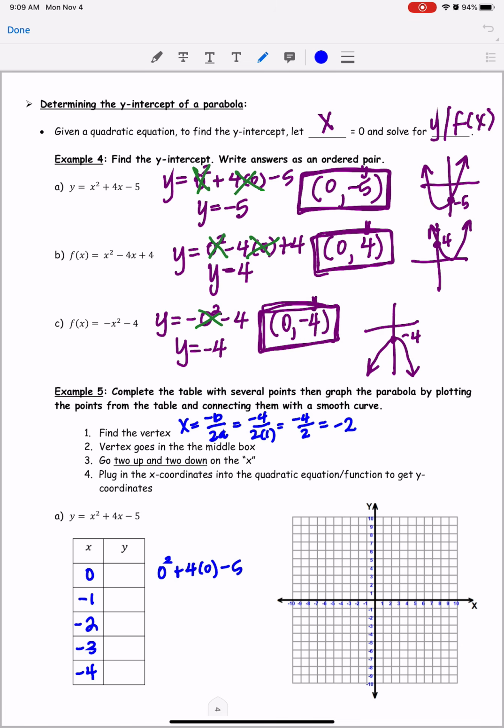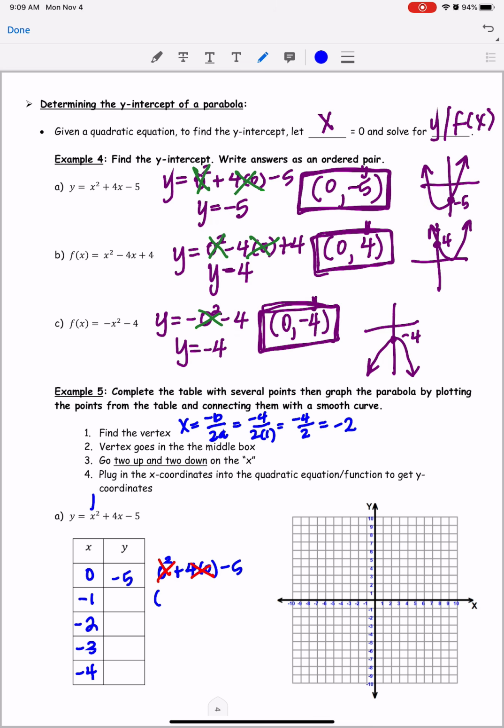Well, just like before, 0 squared cancels, 0 times anything goes away. And so we are left with negative 5. But you need to do that all the way down the column. When you have negatives, you have to use parentheses.